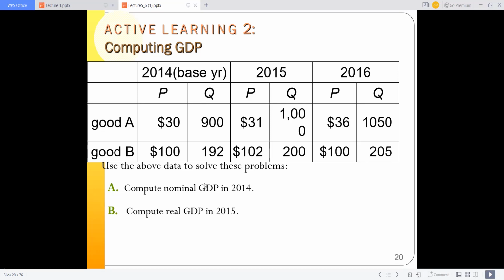Compute real GDP in 2015. They've given you 2014 as the base year, so very, very simple. Compute the GDP deflator in 2016. Who can do this? Who cannot do this?